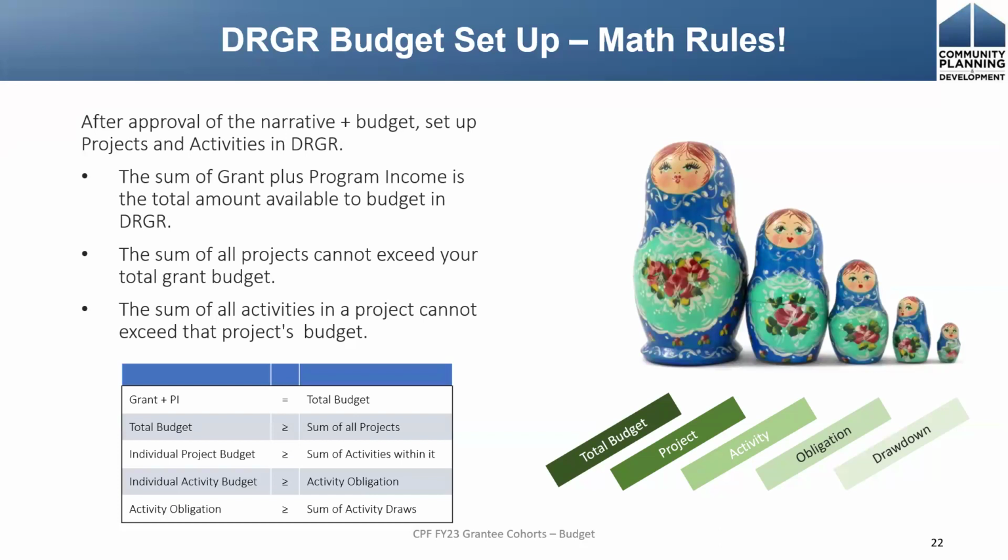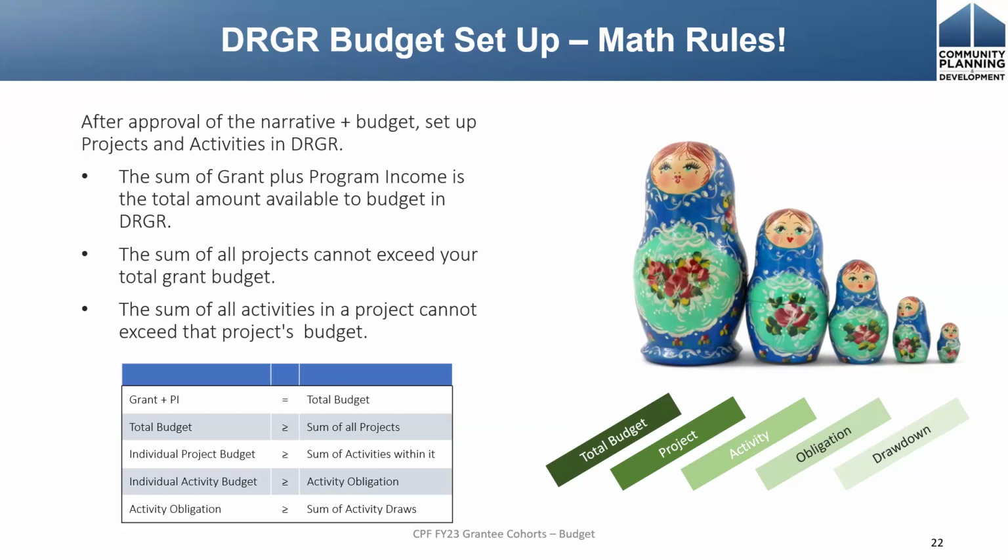So in DRGR, it's a hierarchy. And the hierarchy starts at the grant level, and then we work down into the draws. And so you can think of it like these little stacking dolls here. So your grant level is your total budget. And if you would happen to have program income, it's included at that level. I think most folks probably won't have program income for this program, but your grant level is your grant plus the PI. That's your total budget that you have to work with in DRGR and in your program.